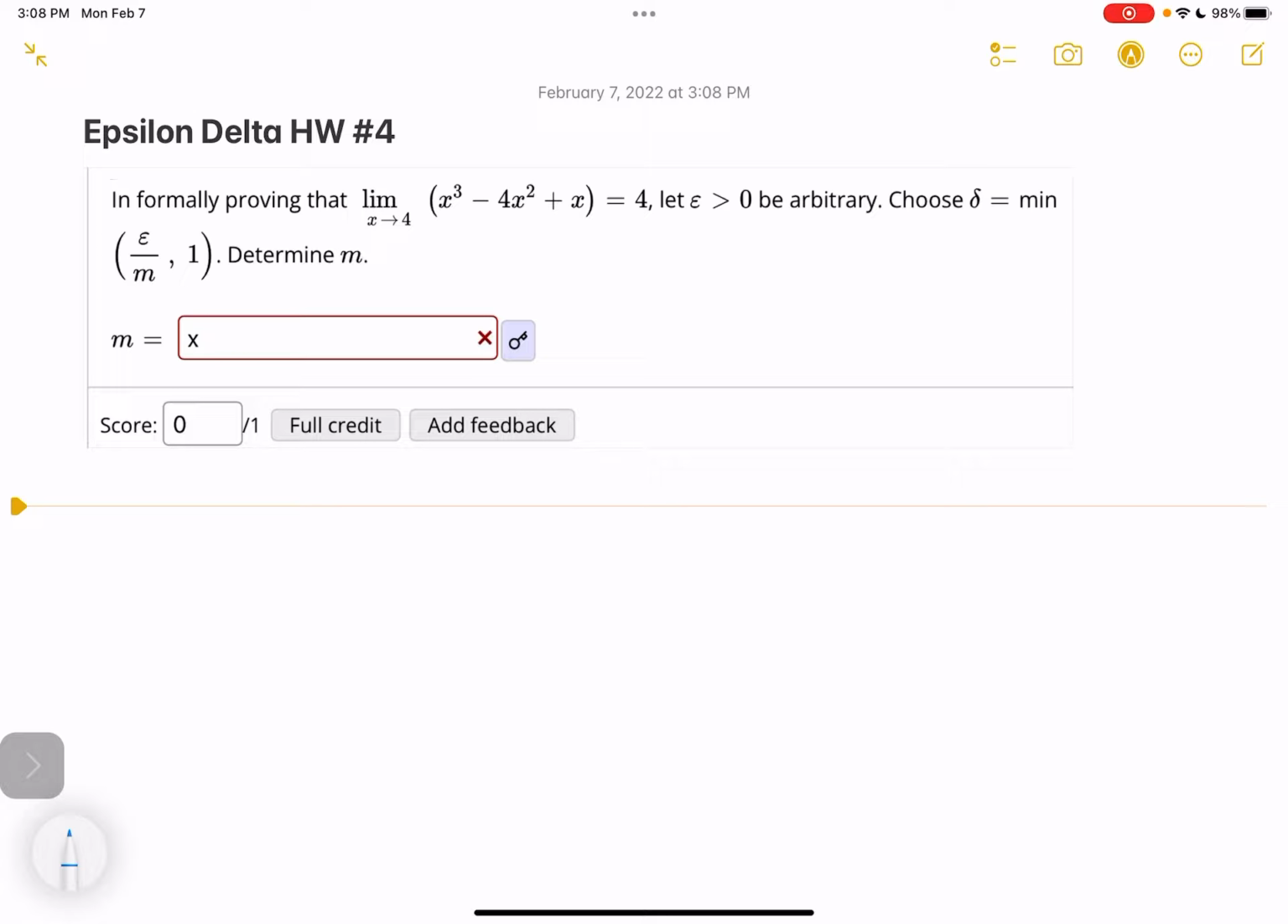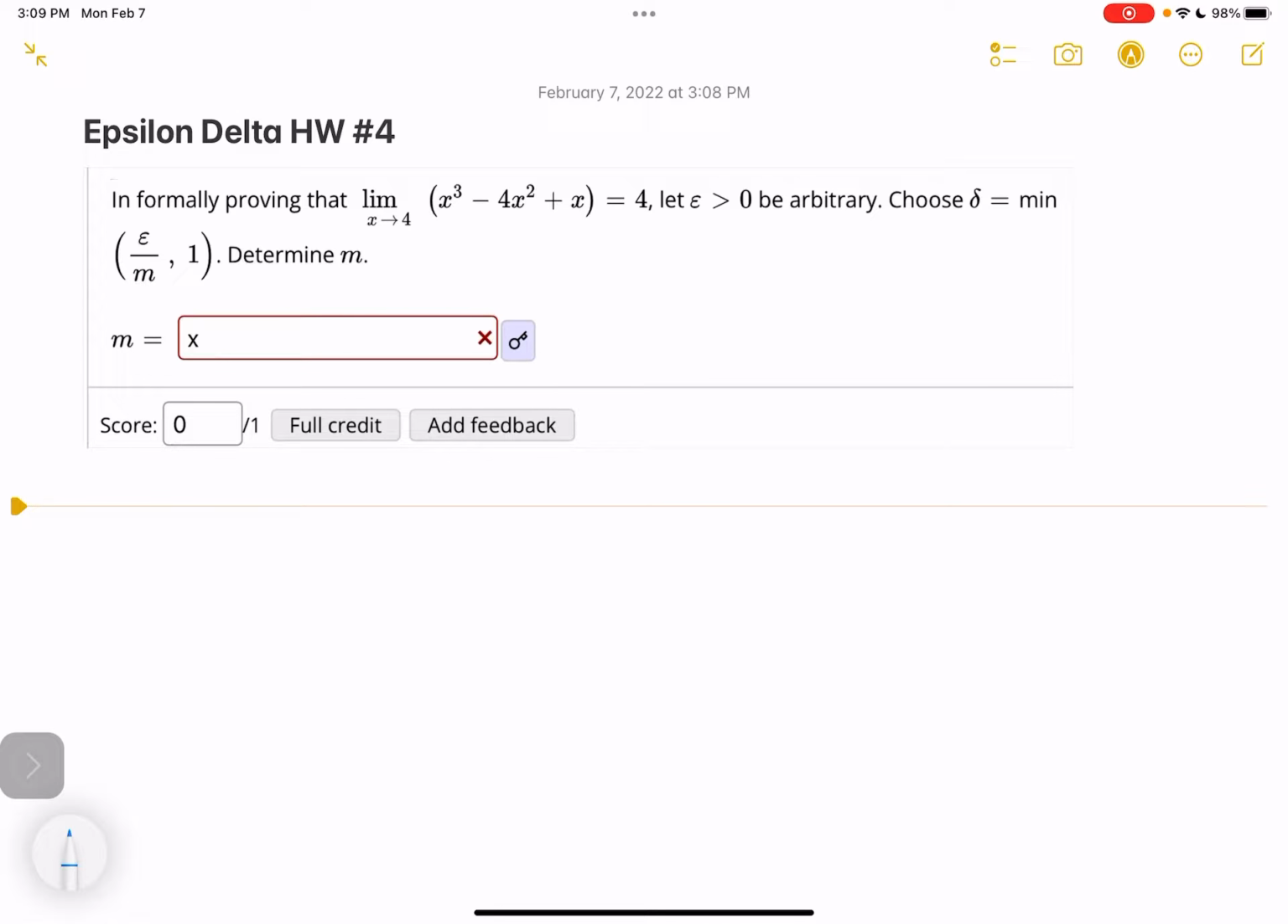In this problem, we're trying to determine what this m is going to be, where we have informally proven that the limit as x approaches 4 of x cubed minus 4x squared plus x equals 4. Let epsilon be greater than 0 be arbitrary. Choose a delta that's the minimum of epsilon over m, comma 1. And so we're going to find out what m is going to be. Now, in doing this problem, the fact they gave us the 1 as one of the options, we're going to use that in just a little bit when we go to plug something in.